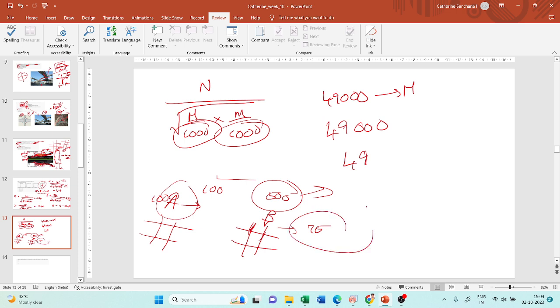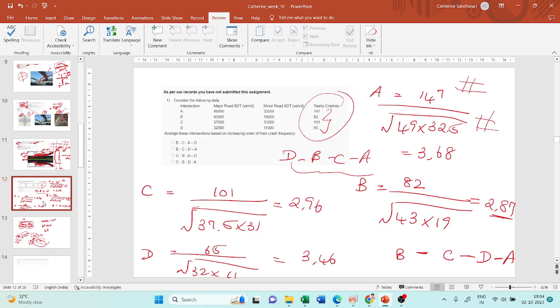So you cannot simply compare the number of crashes to rank an intersection, but you should also compare it with the number of vehicles that travel on the intersection. That is why the crash frequency has a formula involving number of vehicles on the major and minor road as well. Okay, so this is the ranking. Final answer B, C, D, A.